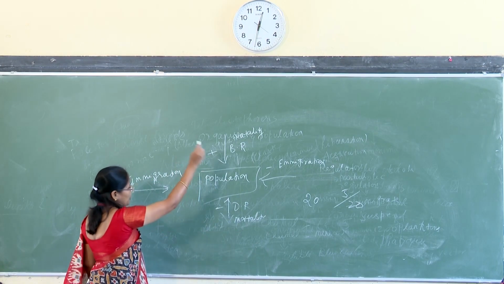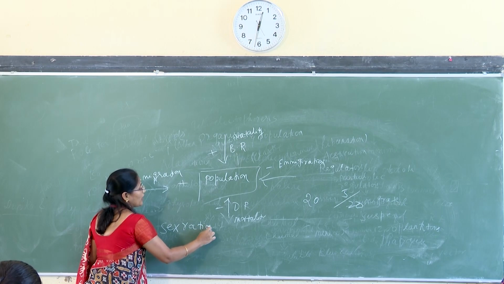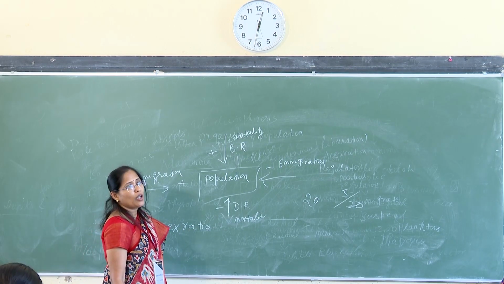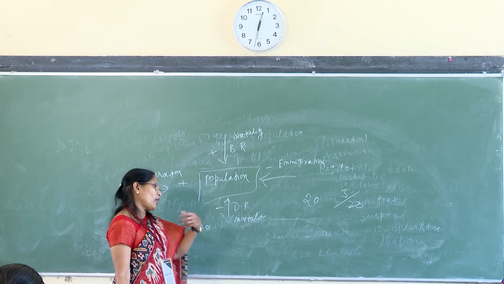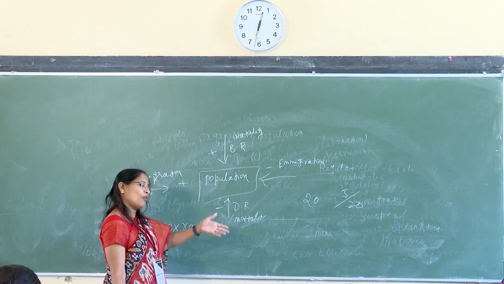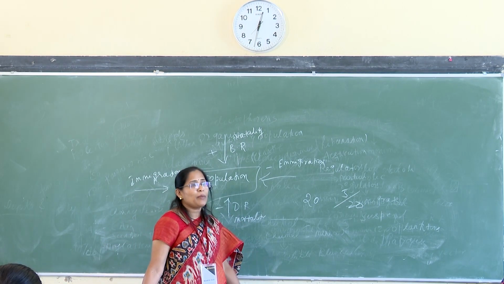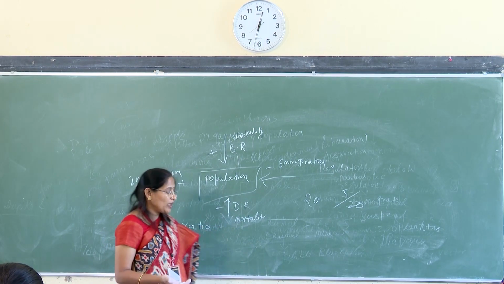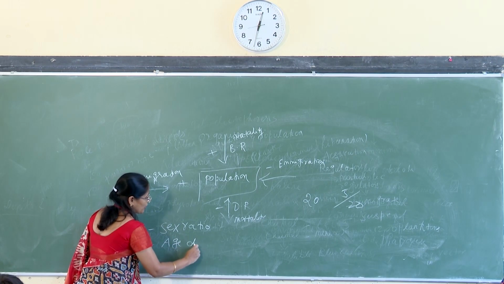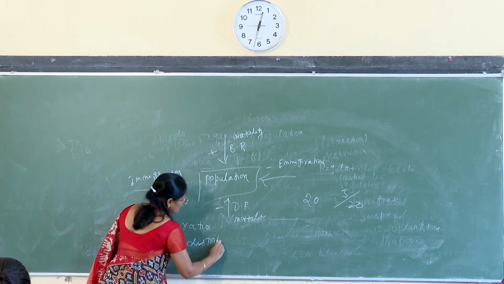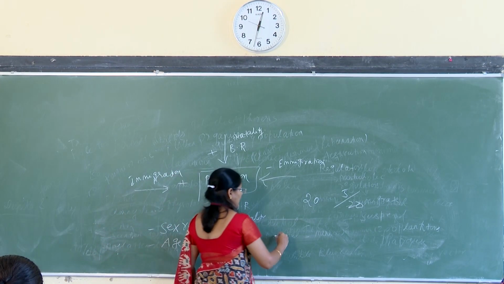Then apart from these 4 factors, you have even sex ratio. For an individual it is male or female, but for a population it is sex ratio. So for 100 individuals, what percentage are males and what percentage are females present in a population. The last one is your age distribution. Based on age distribution, how many graphs will you get? 3. What are the 3?